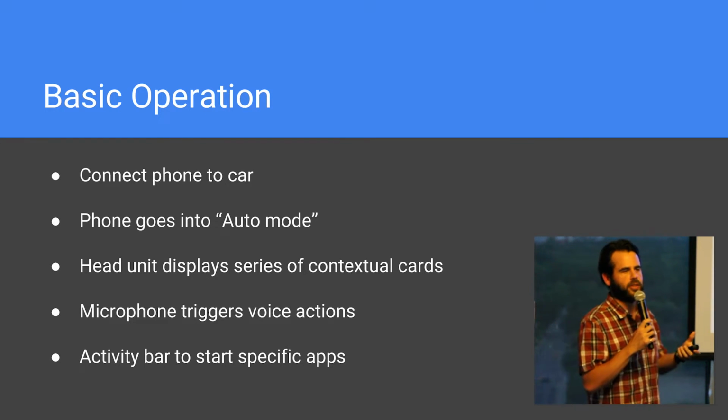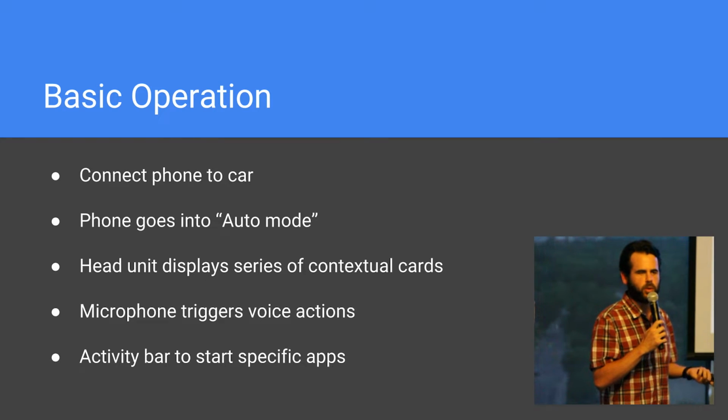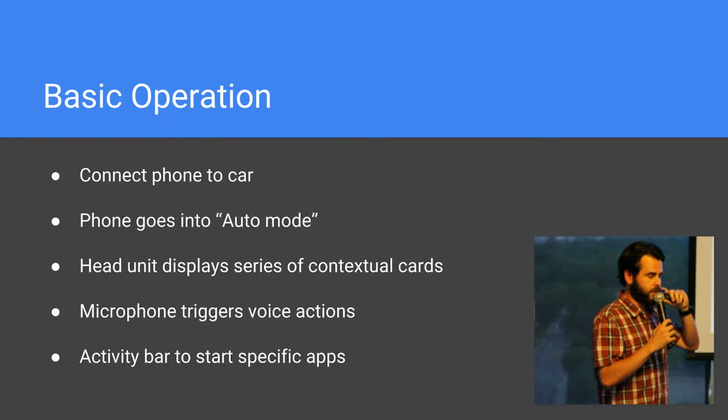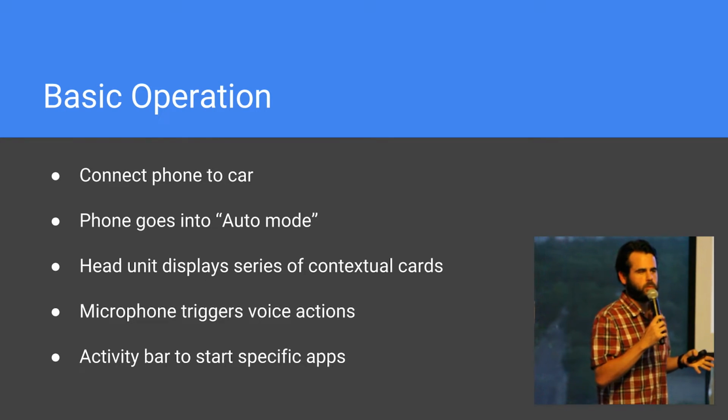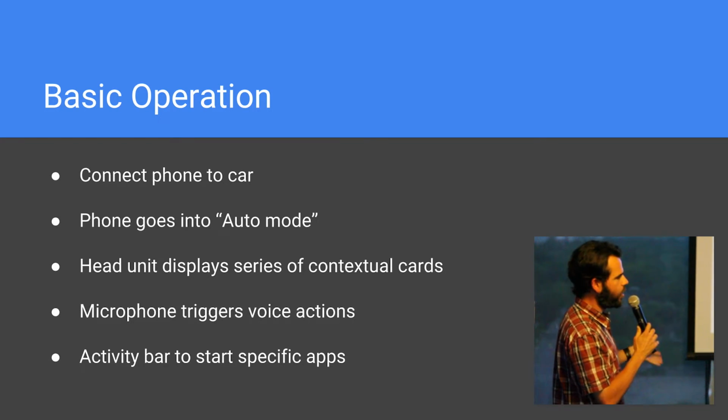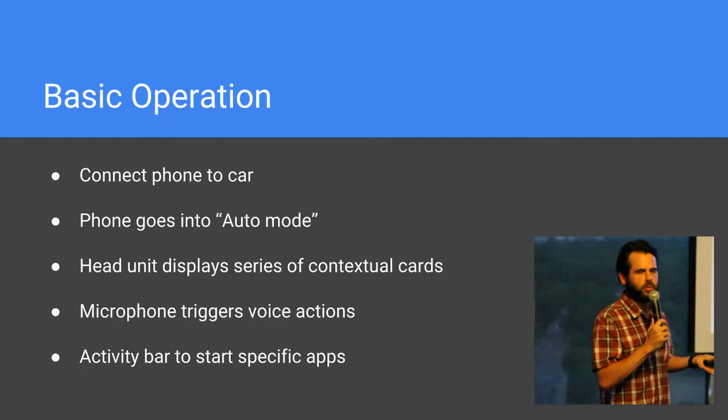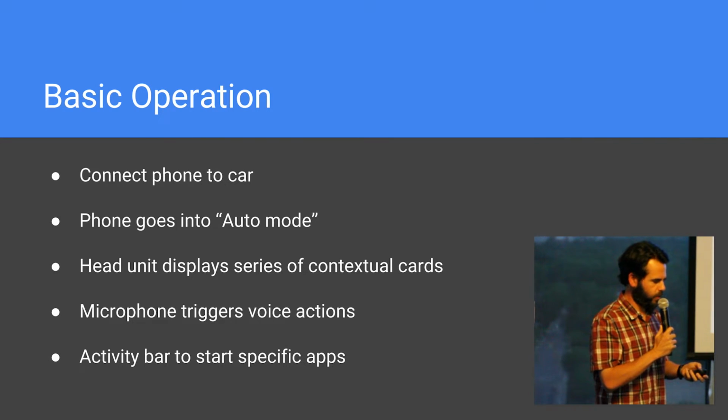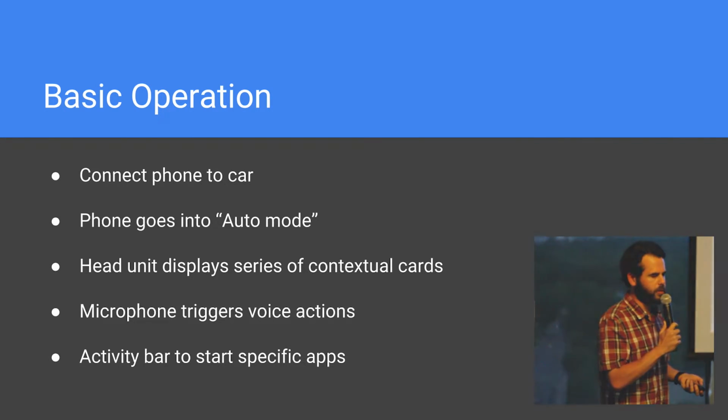Certain cars are also implementing it, with the microphone button on the steering wheel as well to do the same thing. And if you needed to, say, do something specific, they have what's called an activity bar, which is at the bottom, and that'd be the equivalent of like a launcher on your phone when you're using it traditionally.